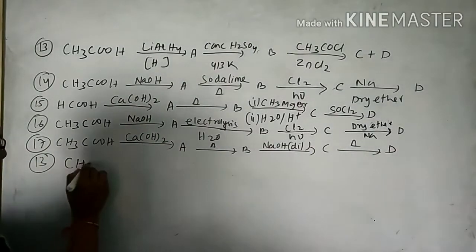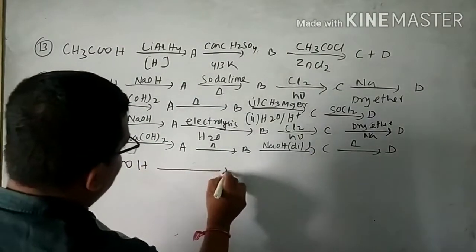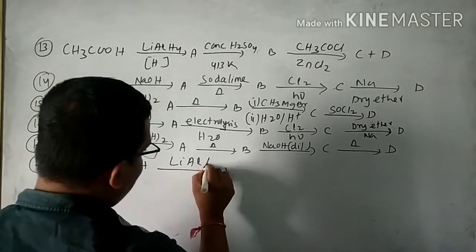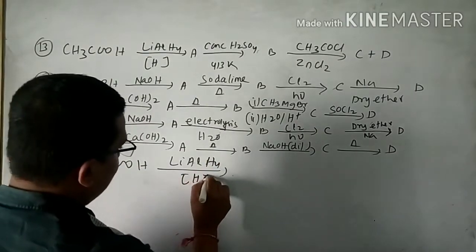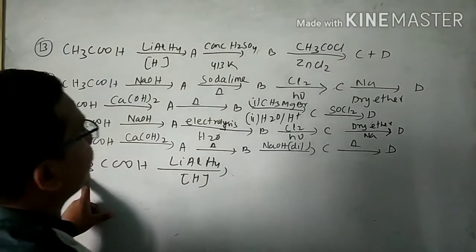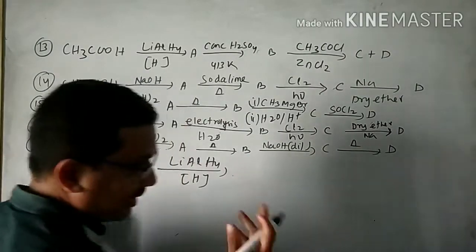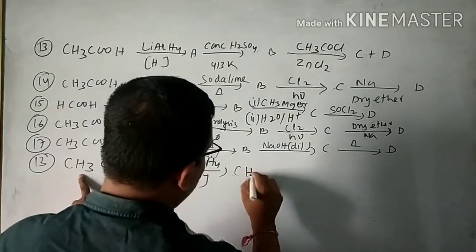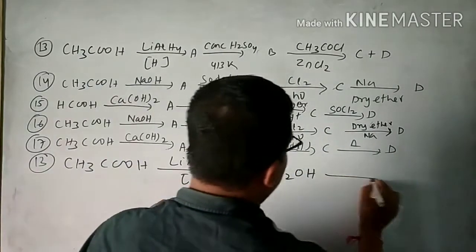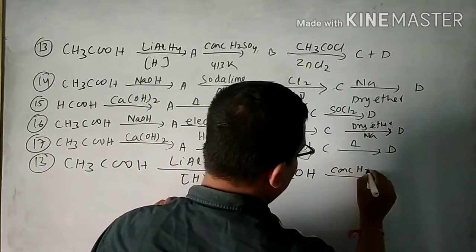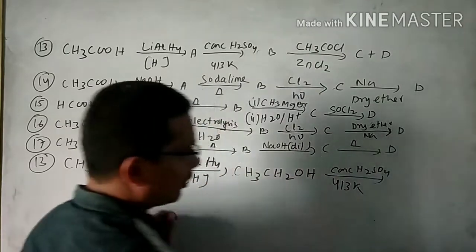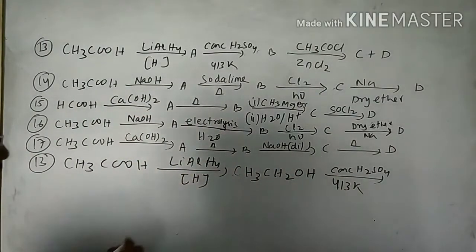Here acetic acid, CH3COOH, is given. It is subjected to reduction by the help of the reducing agent LiAlH4. We know that carboxylic acid on reduction gives an alcohol. At first it gives aldehyde, then it gives alcohol, that is CH3CH2OH. Then it is subjected to reaction with concentrated H2SO4 at 413 Kelvin. At 413 Kelvin, ether is formed.